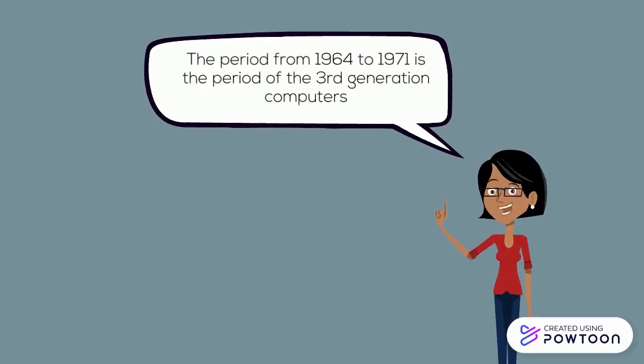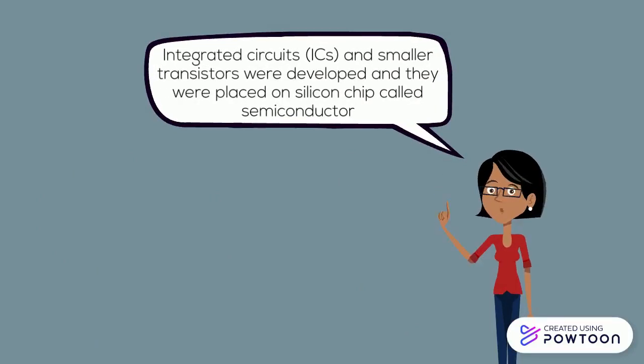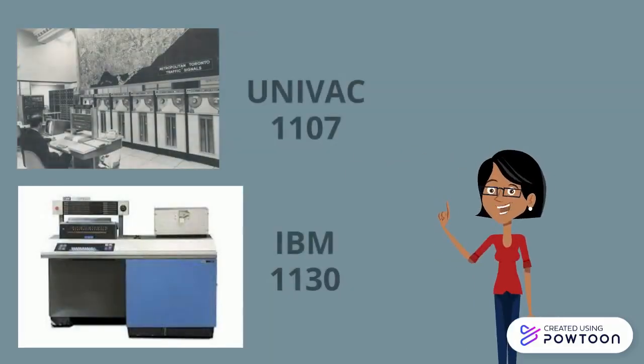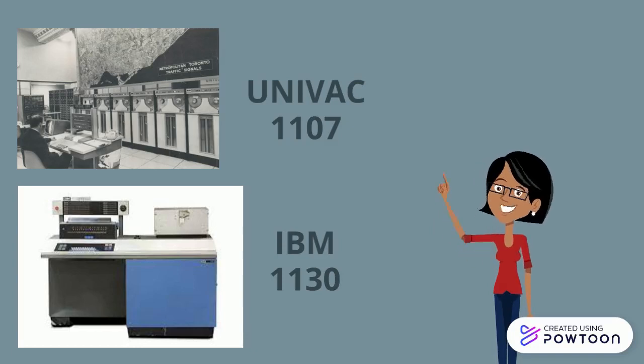The period from 1964 to 1971 is the period of the third generation computer. Integrated circuits and smaller transistors were developed and they were placed on a silicon chip called a semiconductor. This feature helped to increase the speed of the computer, and a common man could now use a computer. UNIVAC 1107 and IBM 1130 are examples of third generation computers.